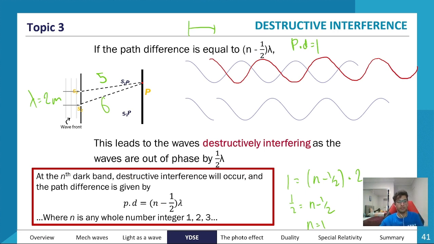And since we showed that n is equal to 1, and since this is half a wavelength out of phase, or half a wavelength out of sync, it's going to destructively interfere. And the same thing is going to happen if we have 3/2 wavelength or 5/2 wavelength. It's the same thing.